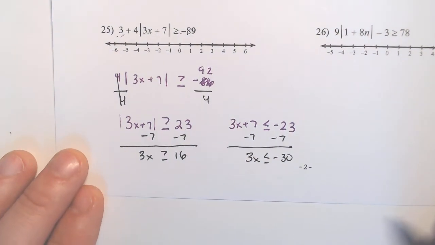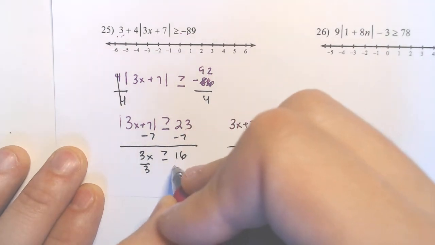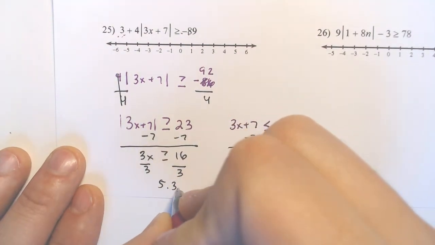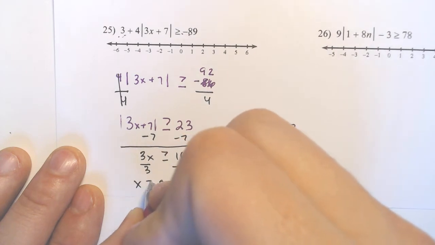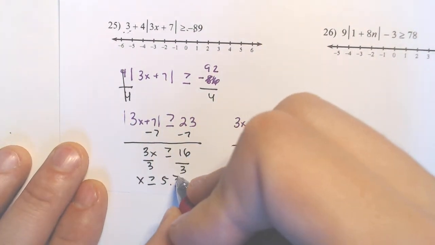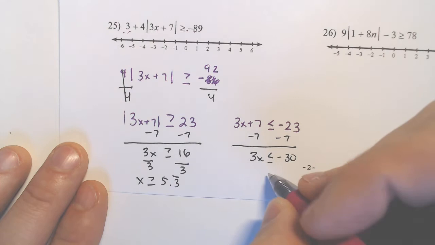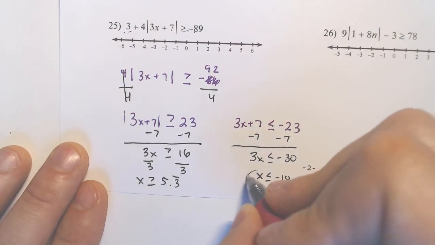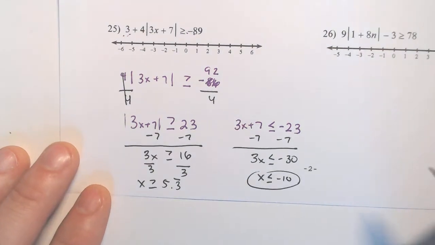So you're realizing that sometimes these are going to be decimals too, and that's okay. Decimals are a thing. 16 divided by 3 is 5.3 repeating. So x is greater than or equal to 5.3 repeating. And then I know what 30 divided by 3 is. 30 divided by 3 is 10. So negative 30 divided by 3 would be negative 10.